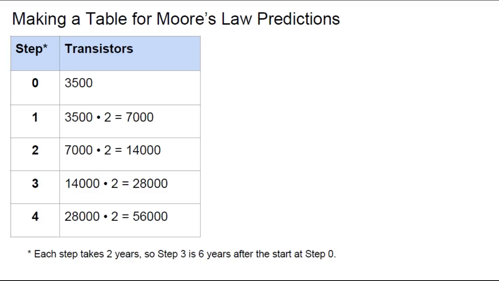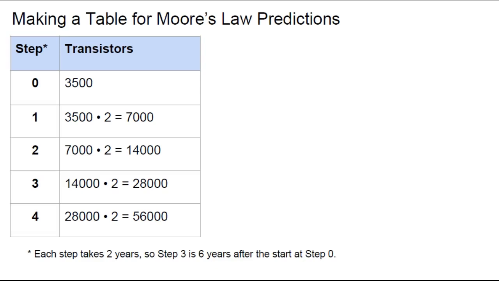Hey there, this is Mr. Thomas, and I'm going to use a table of values from Moore's Law to get to a point where I can see what's going on here mathematically. First of all, here I've shown my steps in this first column. Step 0 is really my starting point. So in this case, I'm using 1972's value for the number of transistors on a chip by Intel as 3,500.